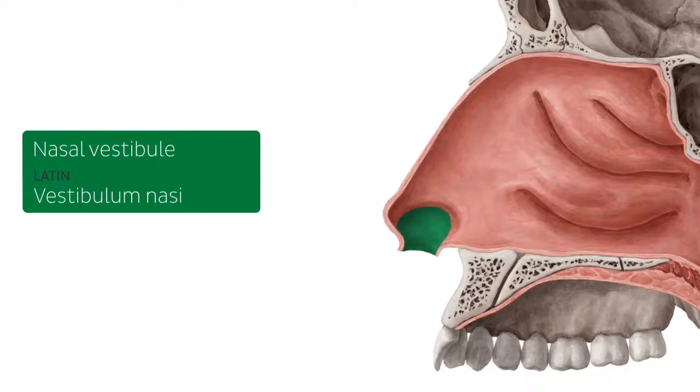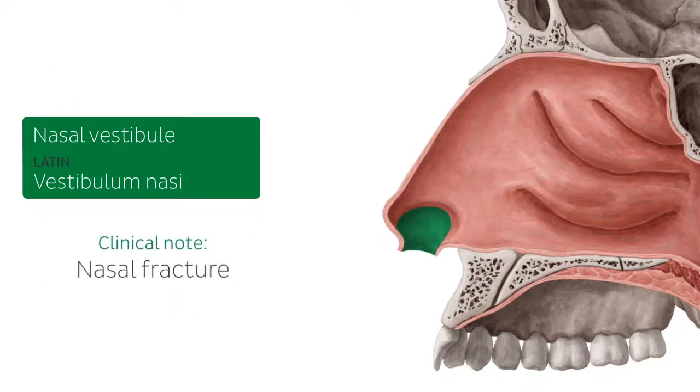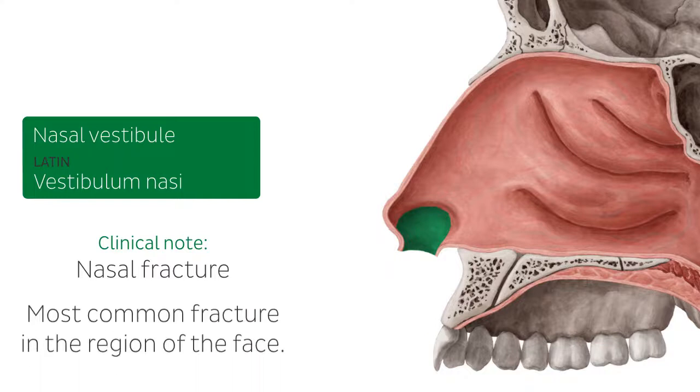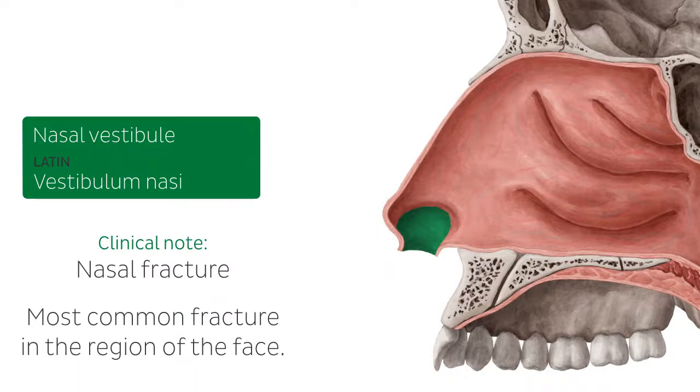In ending this tutorial, I just want to say a few words about the occurrence of nasal fractures. Due to the prominence of the external nasal skeleton, nasal fractures are very common. They are actually the most common fracture in the region of the face. Fractures usually occur as a result of blunt trauma to the nose, and they are frequently observed in vehicular or sporting accidents. A common complication of these nasal fractures is a permanent deformity of the nasal skeleton.